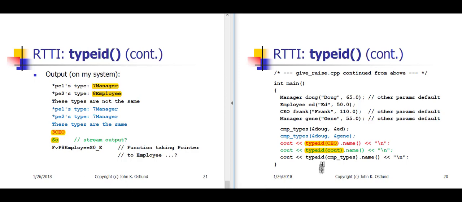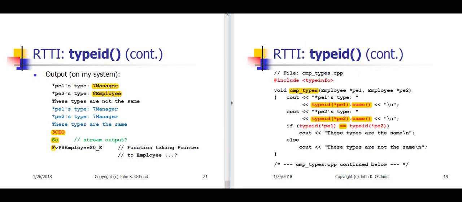Now, CMP types is the function that we defined back on slide 19, and that we've called here a couple of times for Doug and Ed, and then later for Doug and Gene. We can ask, what is the type ID of that thing? And tell me the name, the C-style string description of that type. And what I get on my system is function, okay, capital F, returning void. The little v means that this function returns void.